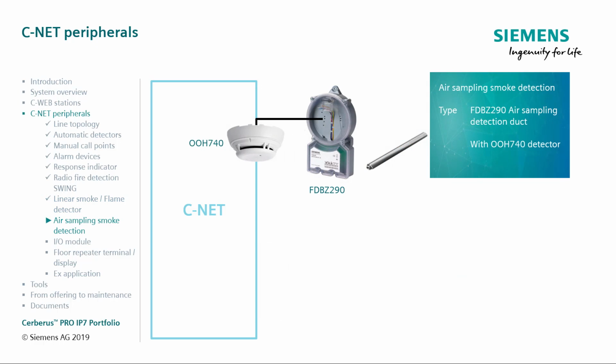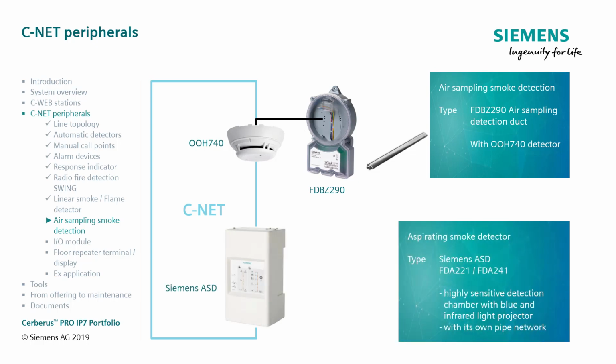Air sampling smoke detection does not require an active suction mechanism. It is mounted directly onto the air duct. The air samples are guided directly to the detection chamber. The device uses a highly sensitive smoke detector so it can detect stimuli accurately.